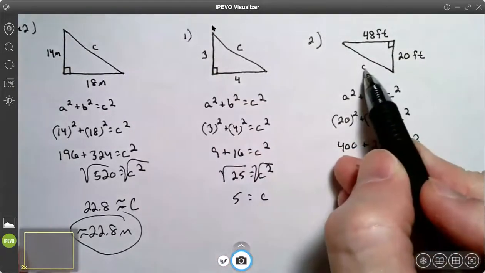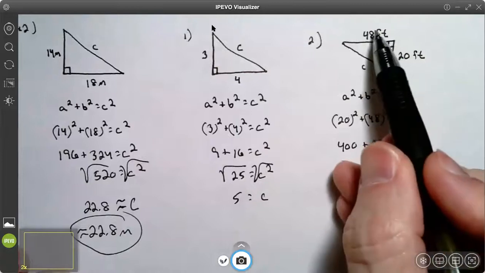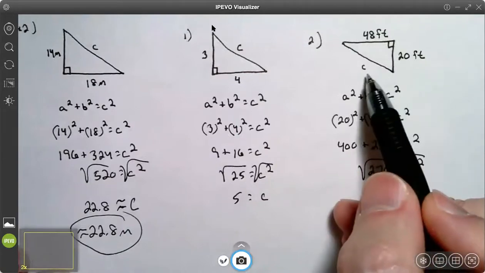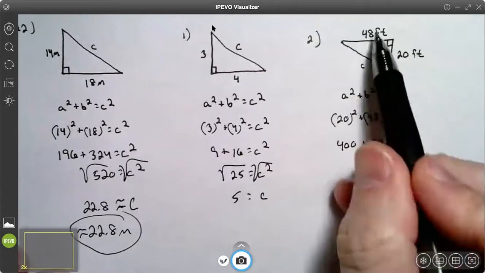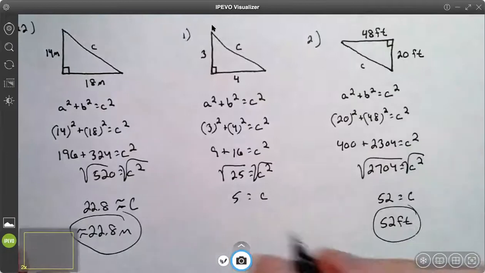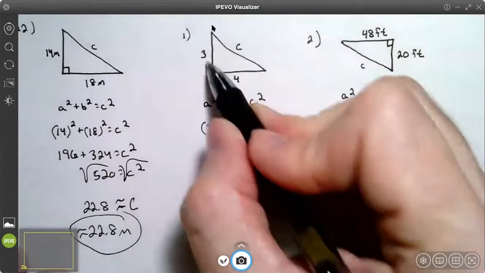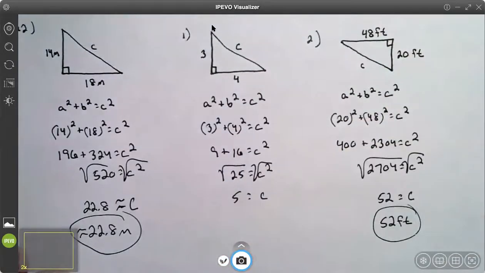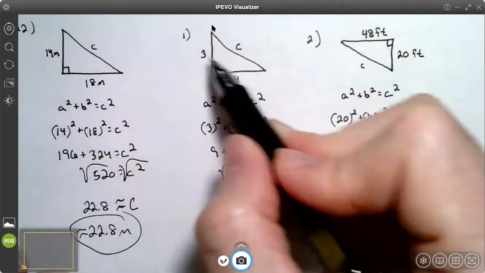So let's look at this one first. My hypotenuse is 52. That's my longest side, but it's less than the sum of the two legs. 20 plus 48 is 68. So 52 is less than the sum, but it's greater than each one individually. Look over here. C, 5, is less than the sum of the two legs, which would be 7, but greater than either leg individually. The hypotenuse is always bigger than either leg individually, but less than the sum of the two.